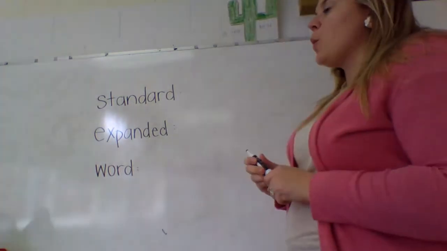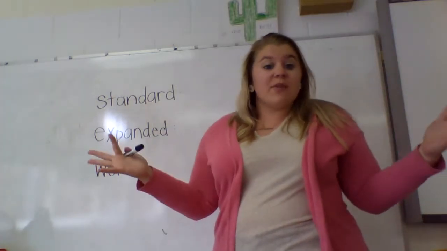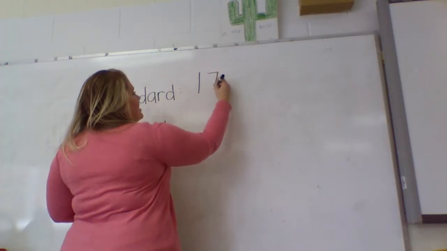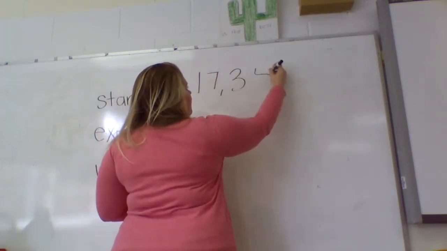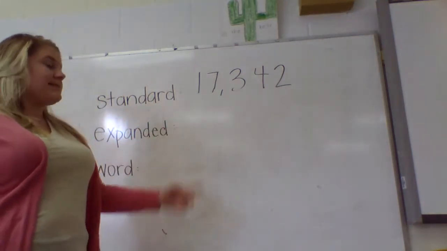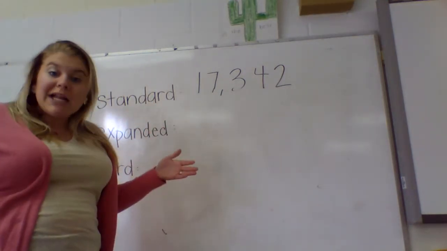So standard form is just, I like to call it, the regular number. So if our number is 17,342, how you write that number, that's standard form. It's pretty easy.